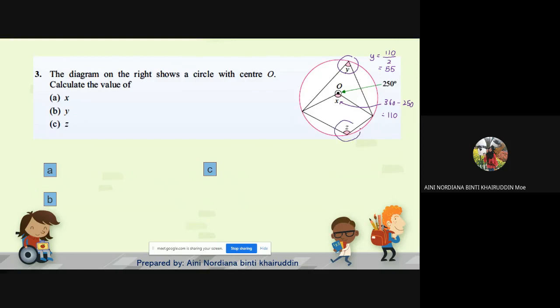The value of z, angle here is twice this angle. So z equals to 250 divided by 2 equals to 125.